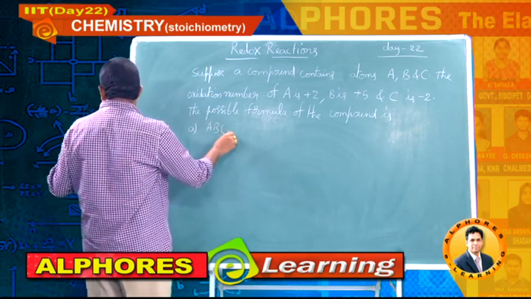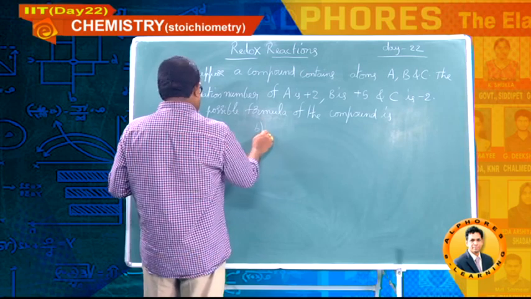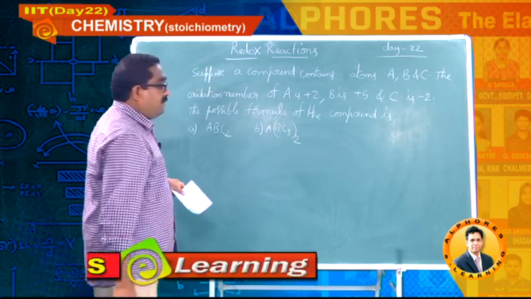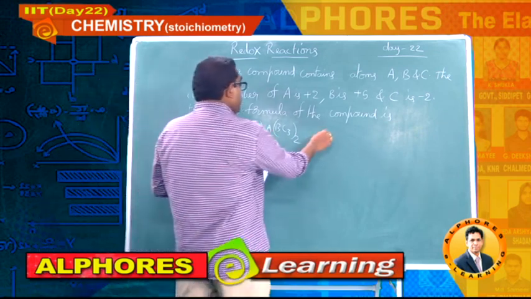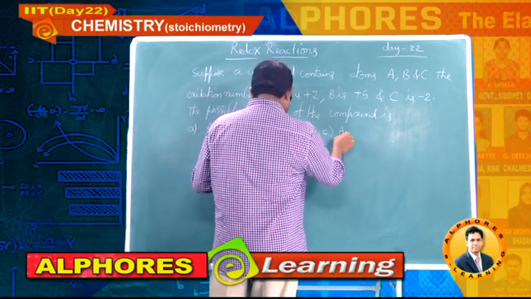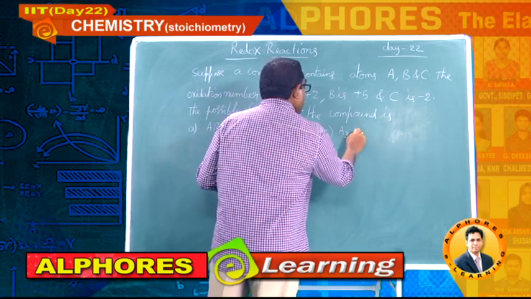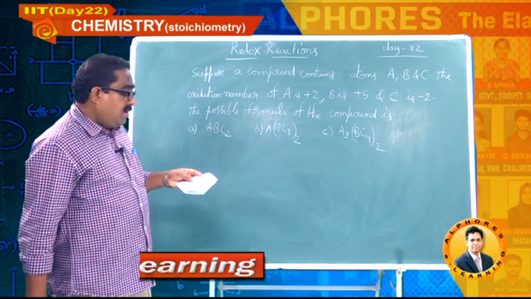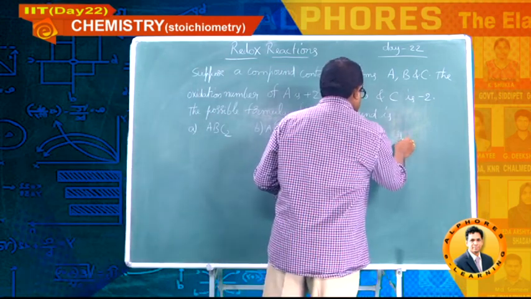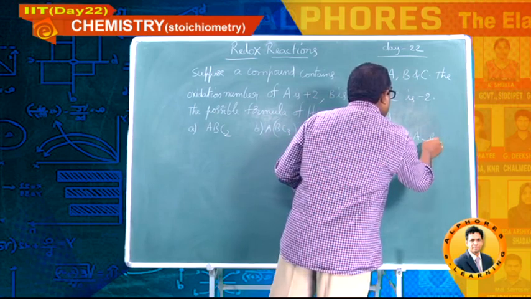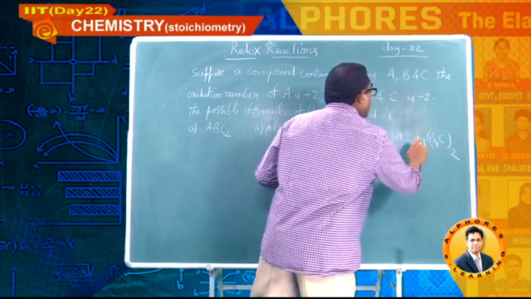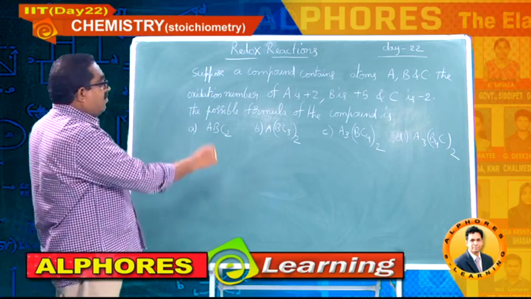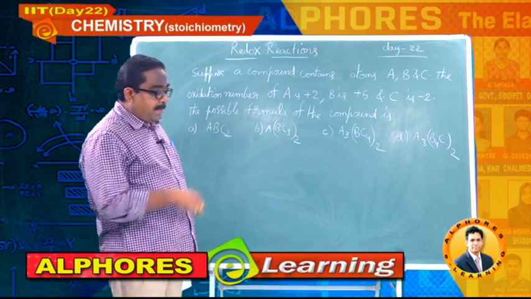A: ABC2. B: ABC3 twice, i.e. A B C3 whole twice. C: A3 B C4 twice. D: A3 B4 C twice. Please note it down carefully. Even if you miss one integer, you will get the wrong answer.